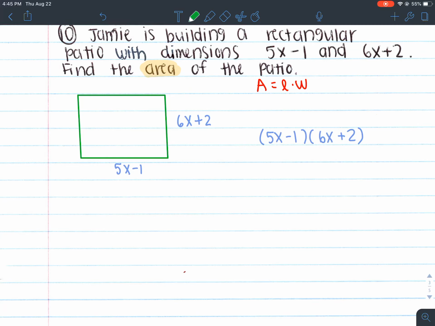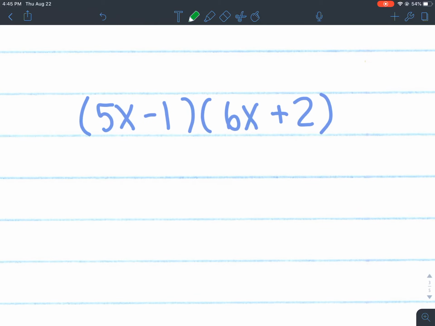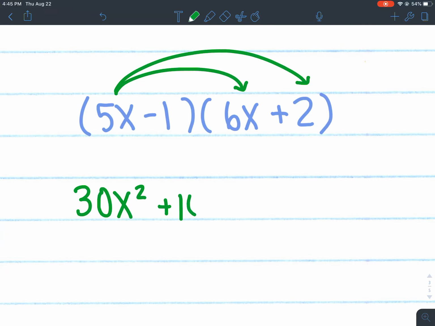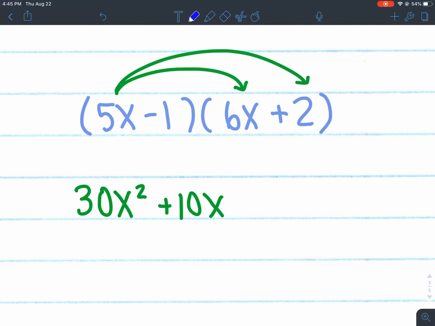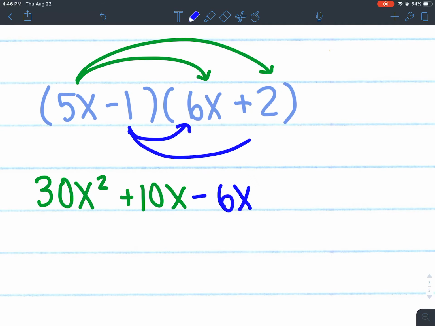So this problem, you just had to set it up, right? It didn't show you, hey, do it. It was a word problem, but you know the math. We've been doing it over and over again. 5x times 6x is going to be 30x squared. 5x times 2 is 10x. Negative 1 times 6x is negative 6x. And then negative 1 times 2 is negative 2.